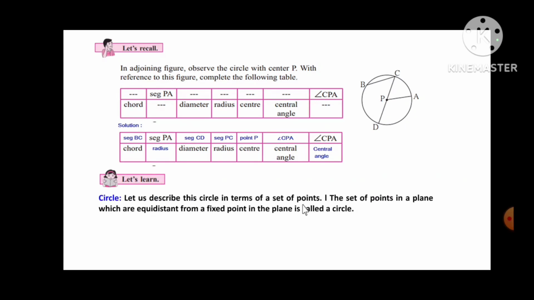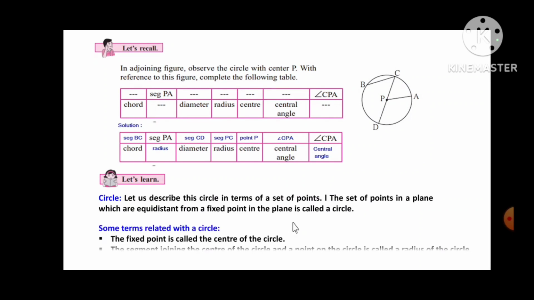Let us describe this circle in terms of set of points. In mathematics part one, you learned the topic of sets. From that point of view, we define the circle as the set of points in a plane which are equidistant from a fixed point in the plane. Some terms related to the circle: the fixed point is the center of the circle. The segment joining the center of the circle and a point on the circle is the radius of the circle.